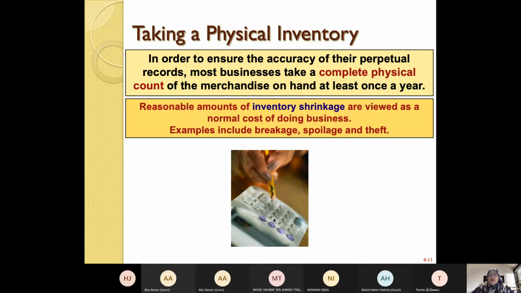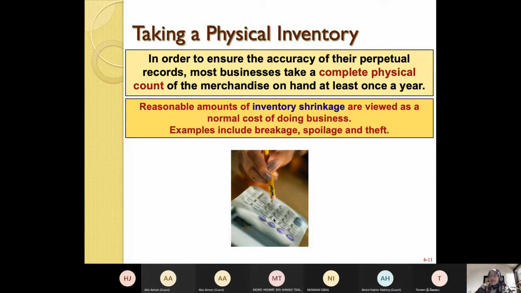What they do is a physical count of the merchandise on hand in the business. They have to close the business. For example, a supermarket has to close for one day just to do a stock take. So what we call taking a physical inventory means that they are going to do a manual counting of their inventory. Remember that all this, you debit your inventory, credit your inventory.